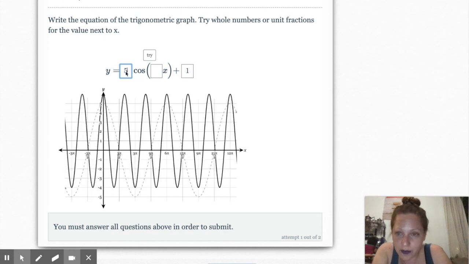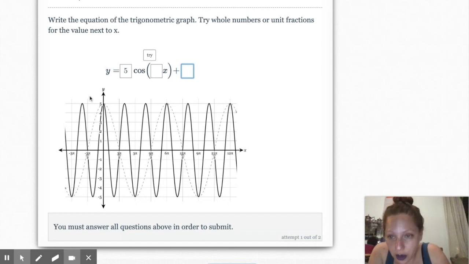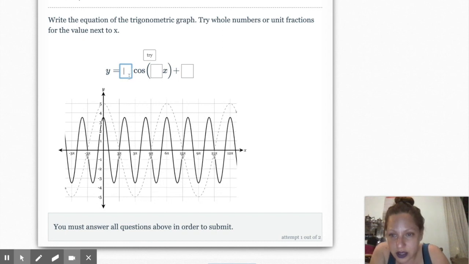Or you can hit try. I can see that the whole thing looks good, but it's shifted up 1 too many. So this should not be 1. It should be 0. Now, this is the only hard part. You have to find one full cycle. So I'm just going to get rid of this so that it's easy to look at.